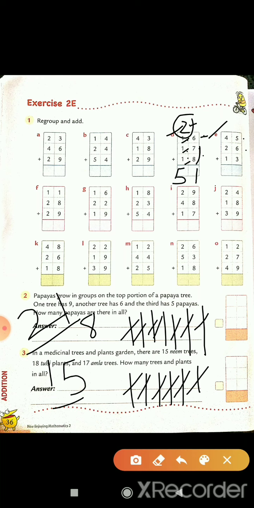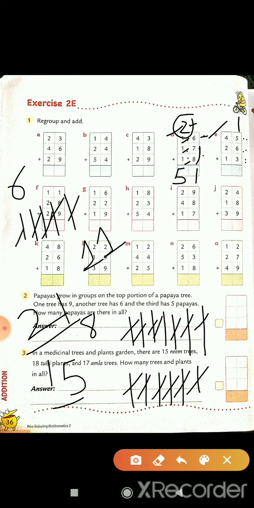45, 26 and 13. First we have to add the ones. So 5, 6 and 3. Let us count 5 and 6 together. So 6 is the bigger number. Then we have to add 5 more to the 6. 1, 2, 3, 4, 5. So what comes after 6? 7, 8, 9, 10, 11. So our answer is 11.